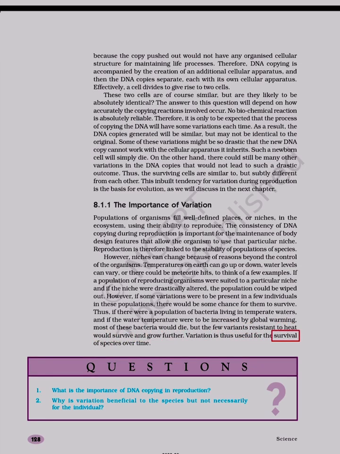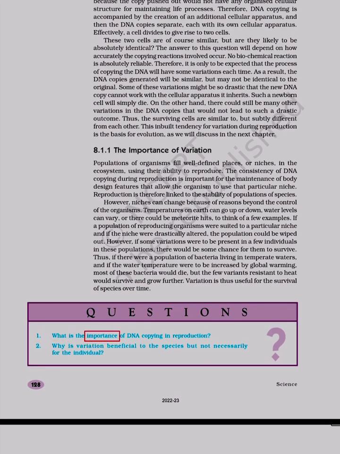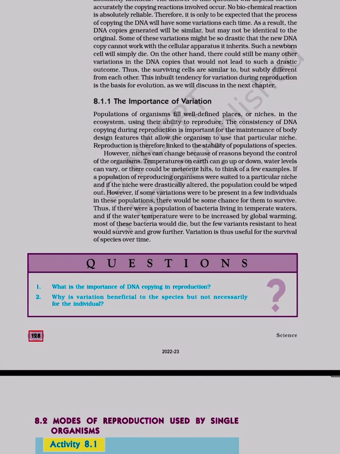Variation is thus useful for the survival of species over time. Questions. 1. What is the importance of DNA copying in reproduction? 2. Why is variation beneficial to the species but not necessarily for the individual?